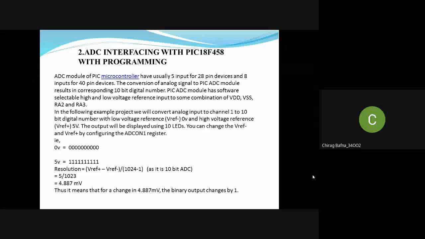Second one is the ADC, that is analog to digital converter interfacing with PIC18F458.